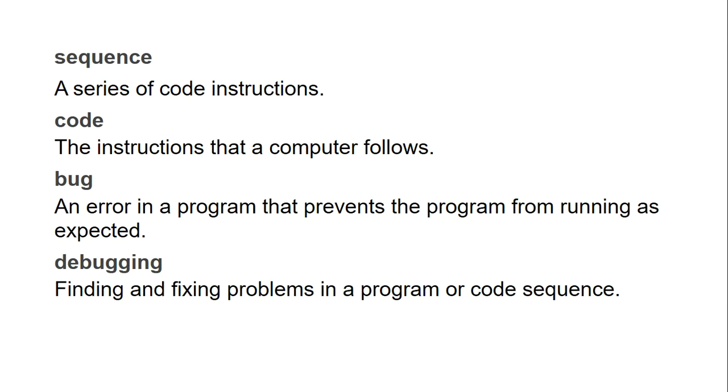And while coding, we'll be failing, and we'll meet this bug. A bug actually is an error in a program that prevents the program from running as expected. So when coding, you'll be making some mistakes. All those mistakes are called bugs in programming. And to fix the mistakes, we are going to debug. That's where the word debugging comes from. So debugging means finding and fixing problems in a program or code sequence.